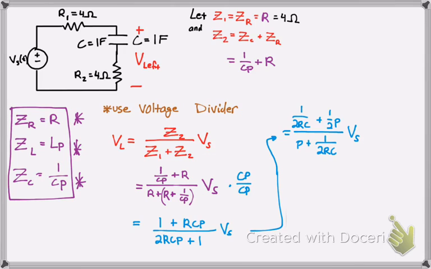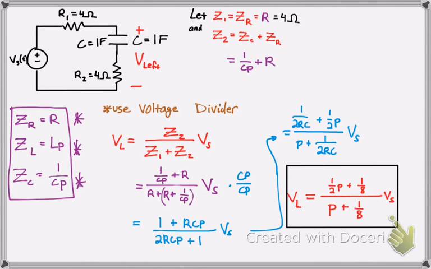Now notice the values on the upper left there. R1 is 4, C is 1, and R2 is also 4. So we just plug in those numbers for R and C, and this is the equation you should get. And that is the operator equation for this circuit. Hope it helped, and happy studying.